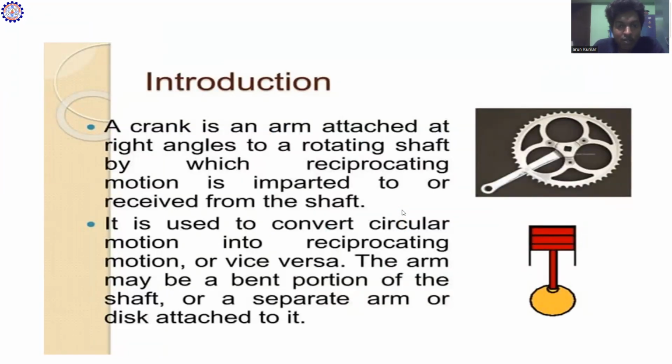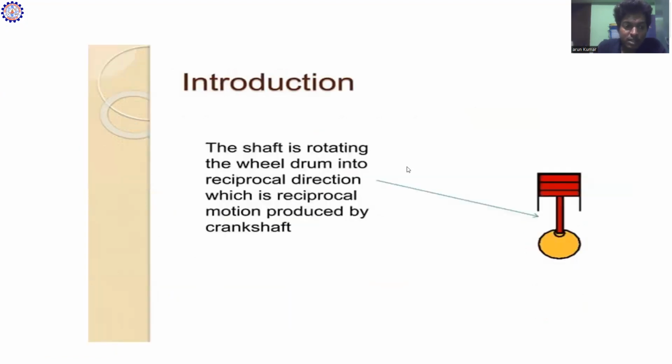What is the meaning of crank? A crank is an arm attached at a right angle to a rotational shaft, by which reciprocating motion is imparted to or received from the shaft. It is used to convert circular motion into reciprocating motion, or reciprocating motion into circular motion. The arm may be a bent portion of the shaft, or a separate arm or disc attached to it. These are the types of attachment to the shaft.